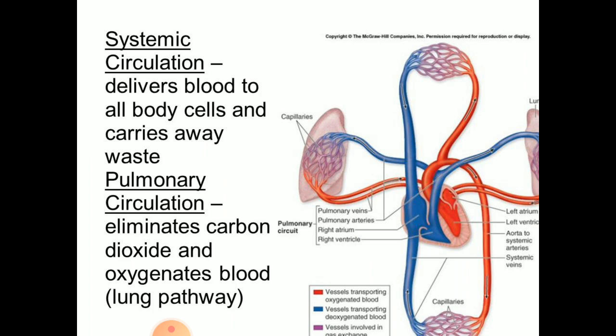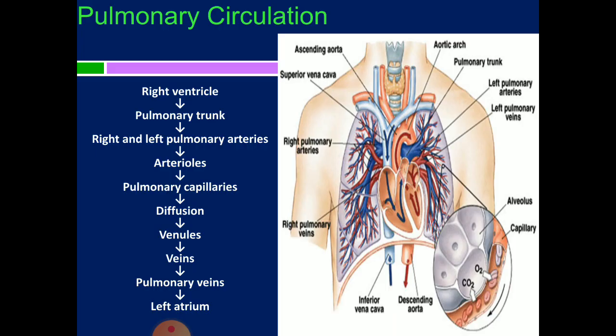We have two types of circulation, systemic and pulmonary. Systemic circulation delivers the blood to all the body cells and carries away the waste. Pulmonary circulation eliminates the carbon dioxide and oxygenates the blood.